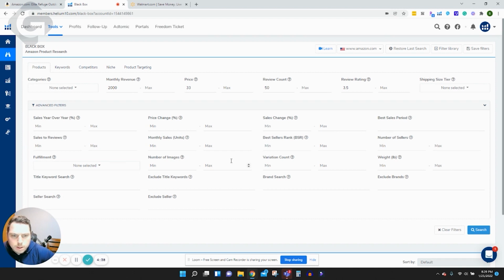Okay, so now getting into some of this here. Ideally, you want things that are selling well. And so you can do monthly sales, you can do just the revenue, you can go by BSR. All of those are going to accomplish similar things.